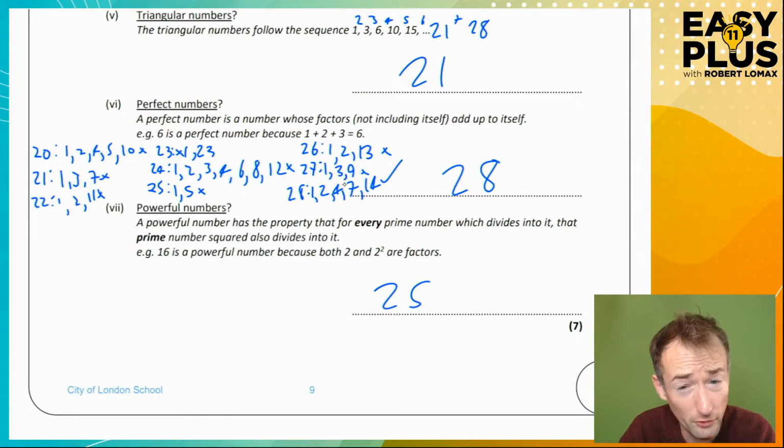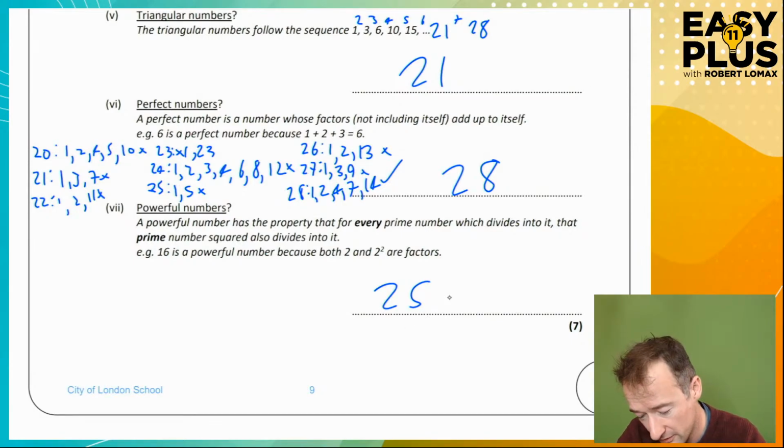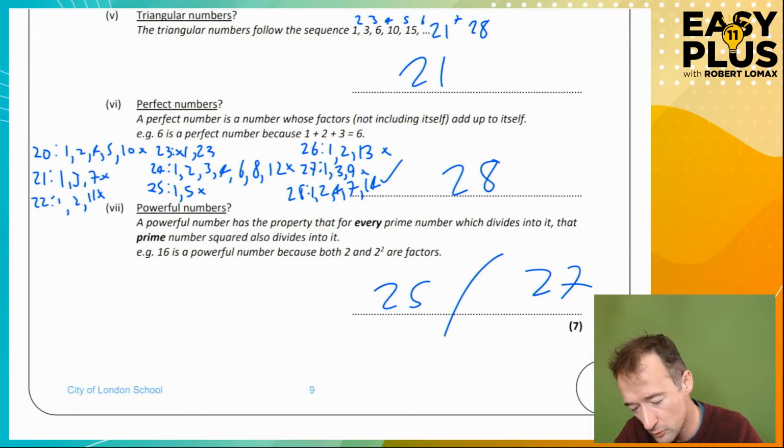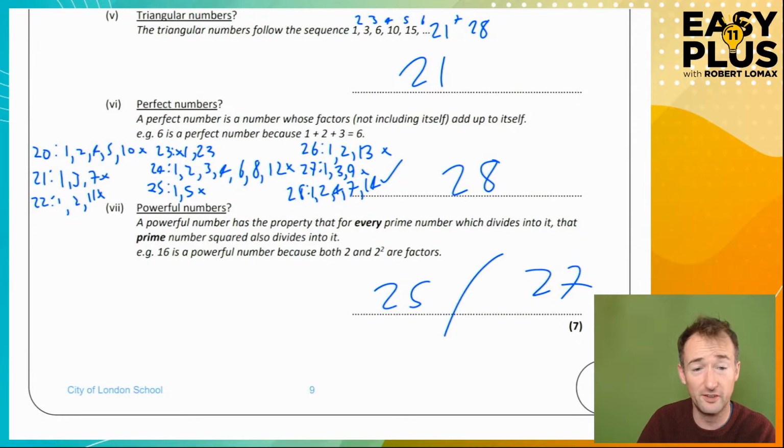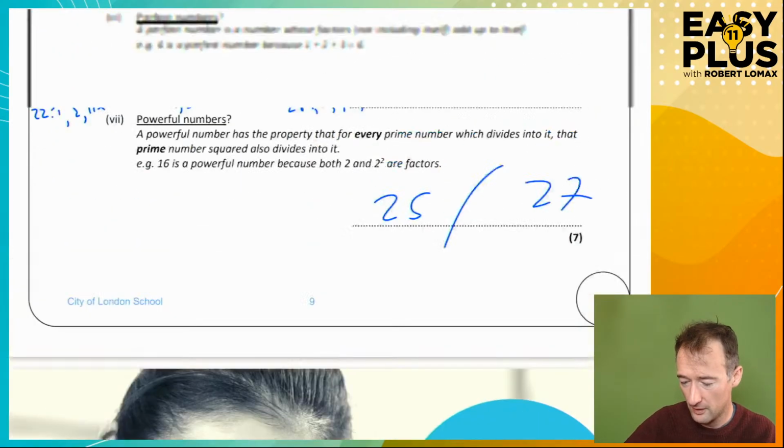That is also a factor of 27. So that counts. So 27 would be an answer as well. 28, 2 squared, 7 squared. Nope. Okay, so 25 or 27 would be answers here. Powerful numbers. Poof. That was a funny one.